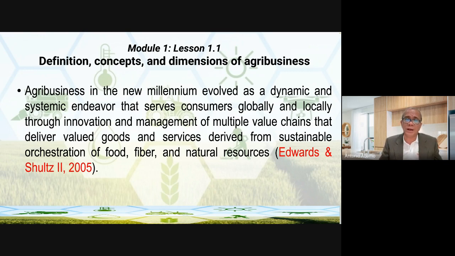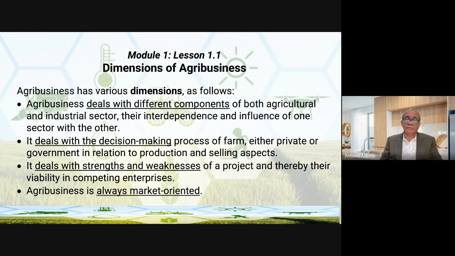Okay, the millennial age, or the second millennium, actually evolved as a dynamic and systemic endeavor to serve the customers or consumers globally. There's a need. There's a fast dwindling of resources, and of course, there is fast changing climate, and it is going to challenge the existing value chain. So by that alone, according to Edwards and Schultz, it is necessary that agribusiness be seen from the vantage point of sustainability.